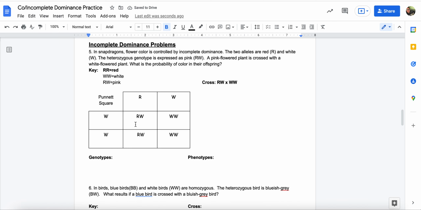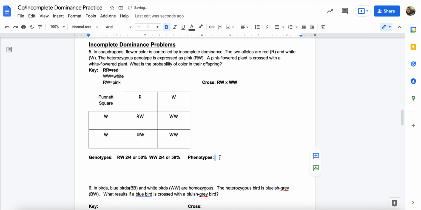Start at the top left box. Our first genotype is capital R, capital W. We have 1, 2 out of 4, or 50%. Our next genotype is going to be capital W, capital W. There are 2 out of 4, or 50%.